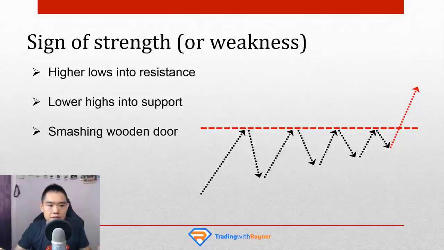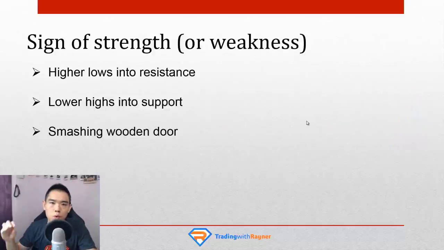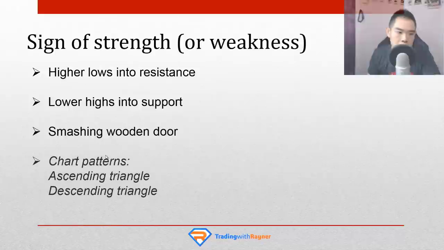Alright? And the opposite of this is what I call a sign of weakness, which is simply lower highs into support. And for those of you who are familiar with chart patterns, this is also known as ascending triangle or descending triangle. So let me share with you a few examples.